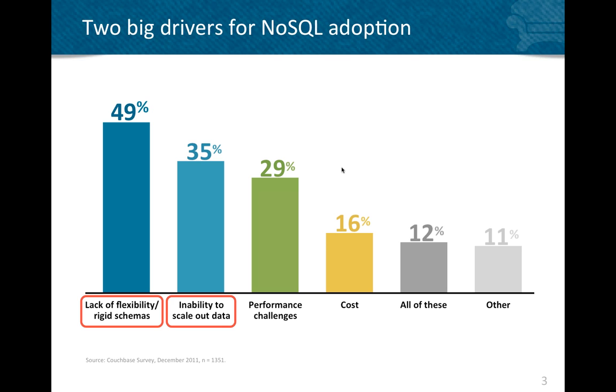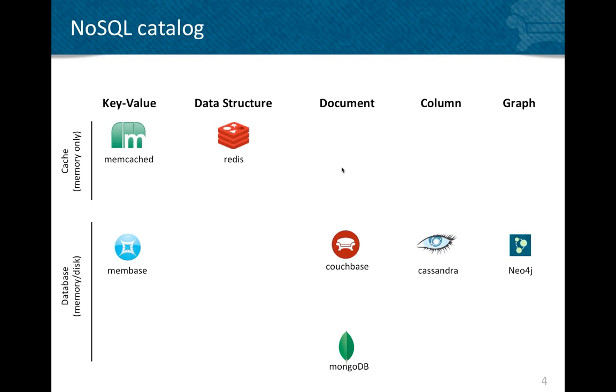And so let's take a look at these two drivers and how the two technologies are different from a schema, from a data model perspective, as well as a scale-out perspective. But before jumping into that, a quick look at the NoSQL catalog. So this shows the different categories of NoSQL databases that exist today. By no means is this complete. There are a lot more that exist. This is really to give you a flavor of what the categories are.